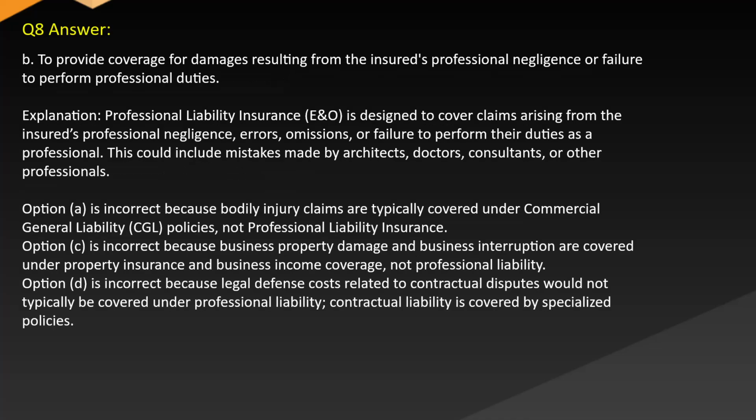Answer: B. To provide coverage for damages resulting from the insured's professional negligence or failure to perform professional duties. Explanation: Professional liability insurance (E&O) is designed to cover claims arising from the insured's professional negligence, errors, omissions, or failure to perform their duties as a professional. This could include mistakes made by architects, doctors, consultants, or other professionals.